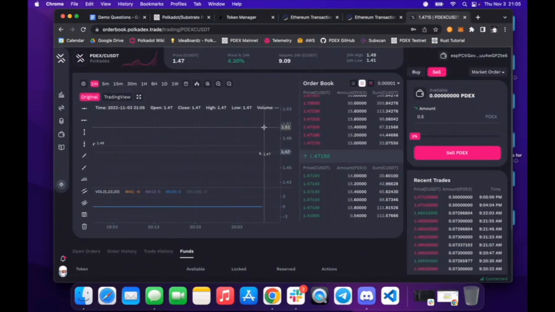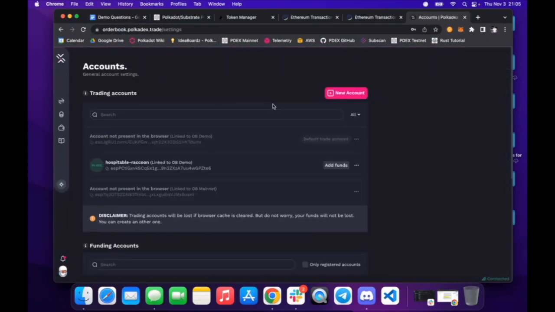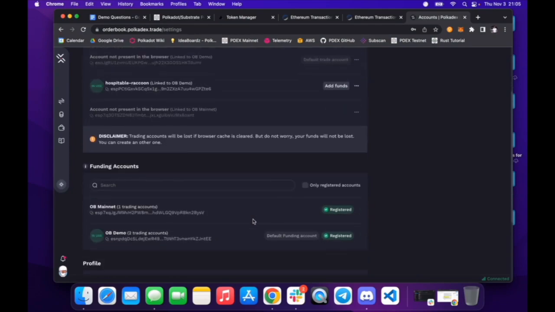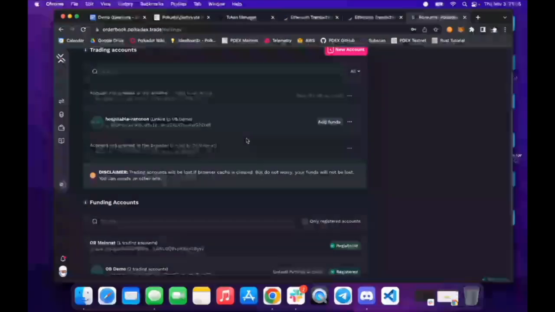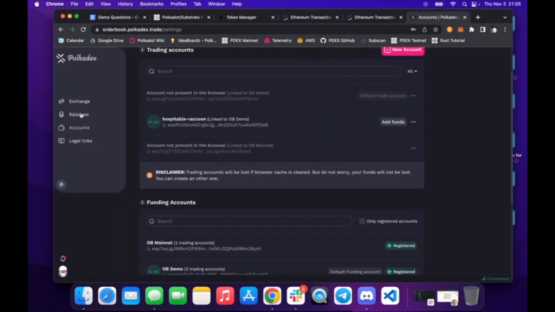As simple as that. So four steps really to reiterate. First, sign up with your email. Next, go to your accounts tab, or account manager as we call it, and register your funding account. Add a trading account linked to that funding account, and add funds to that funding account and trade. As simple as that.